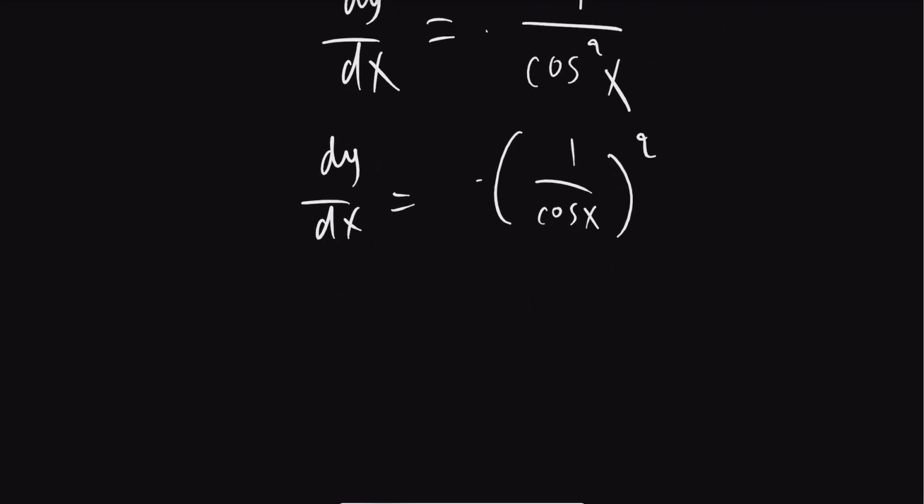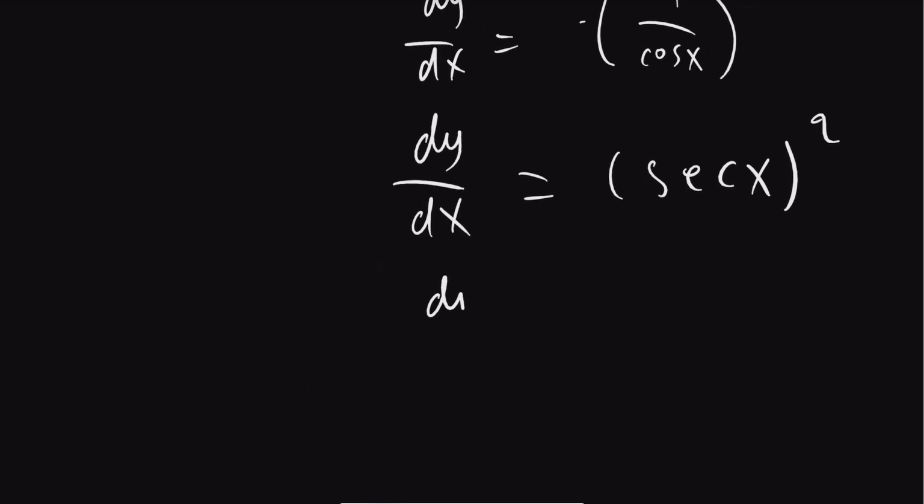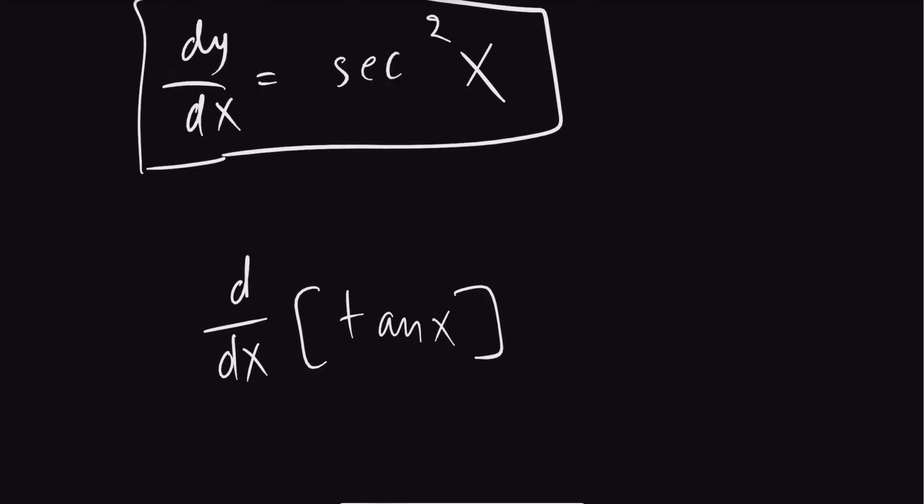Now what do we know about 1 over cosine of x? 1 over cosine of x is simply a different way of saying secant of x. So what I know is that 1 over cosine of x, as I said, is secant of x. So we have secant of x squared, which I can write as secant squared of x. And this right here is the answer. So to summarize, the answer to what is the derivative with respect to x of tangent of x, that will be, as we just figured out, secant squared of x.